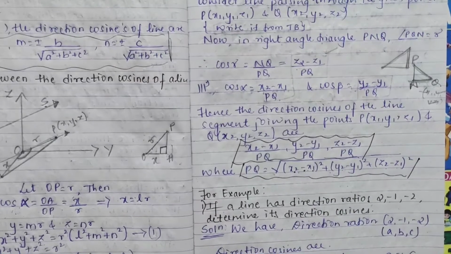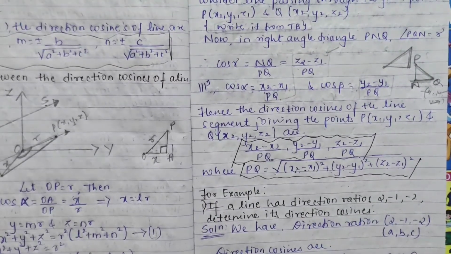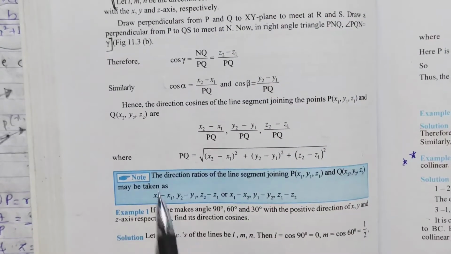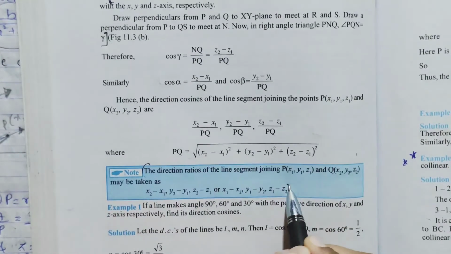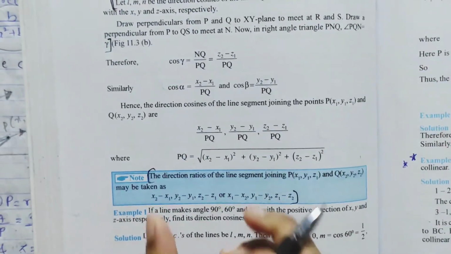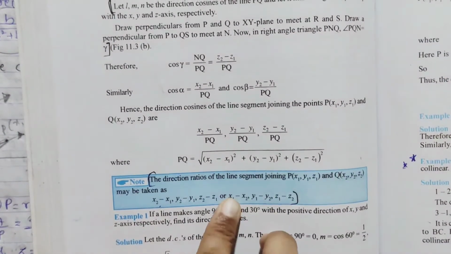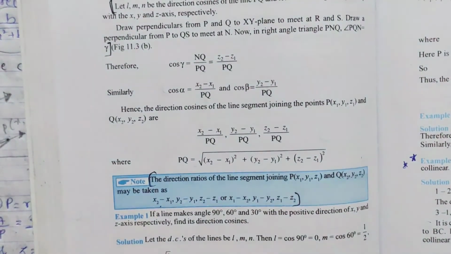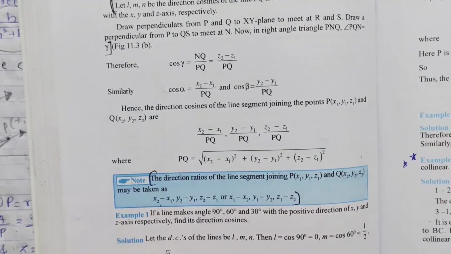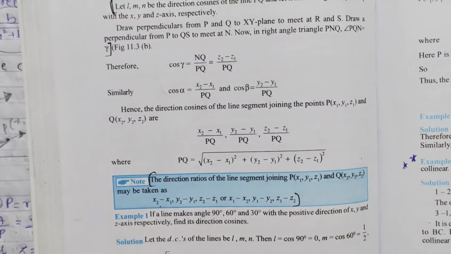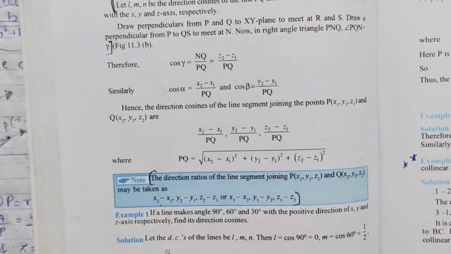Just pause it to note it down. This note you can take: direction ratios of a line segment. Take as a note itself: x2 minus x1, y2 minus y1, z2 minus z1, or either way also you can go: x1 minus x2, y1 minus y2, z1 minus z2. Just write this as a note itself. Then we'll proceed to the exercise part. Before that, I'll show you some examples. That's it. We'll do an example.